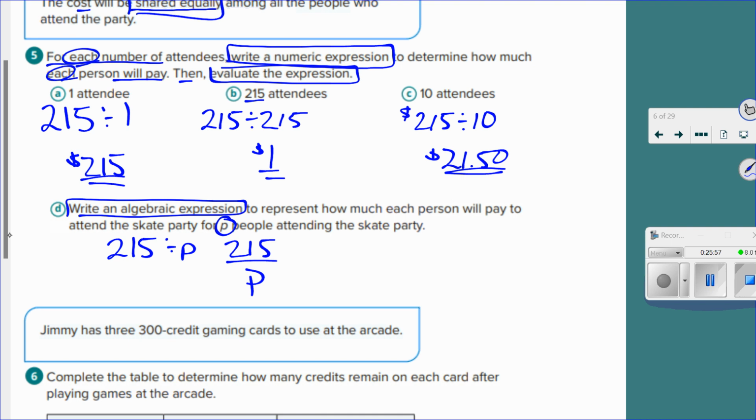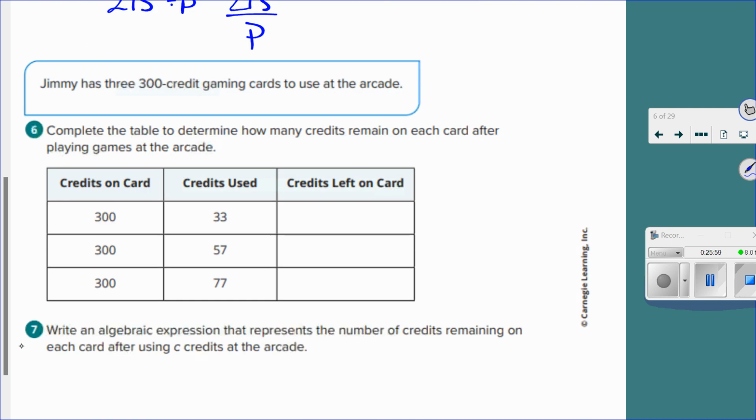But Jimmy has 300 credits on each card to use at the arcade. Complete the table to determine how many credits remain on each card after playing games at the arcade. So here are the 3 different cards, each has 300 credits, right? So he takes 33 credits off the first one. How would I find out what remains? Subtract, right? So if I do 300 minus 33, I get 267.